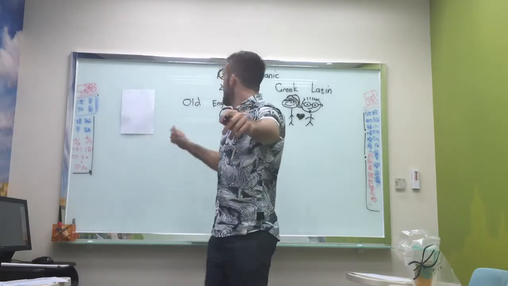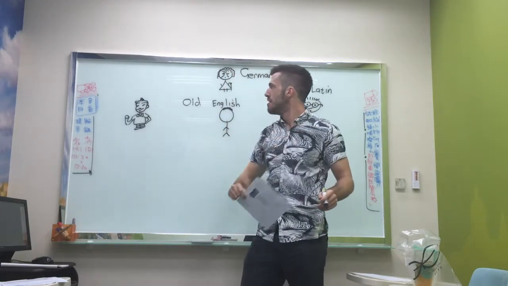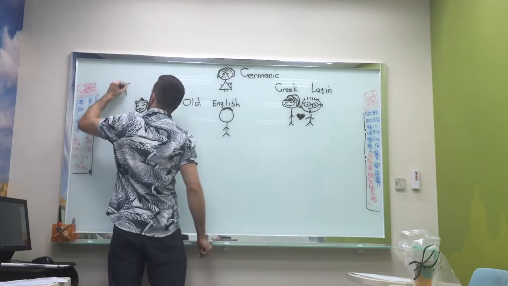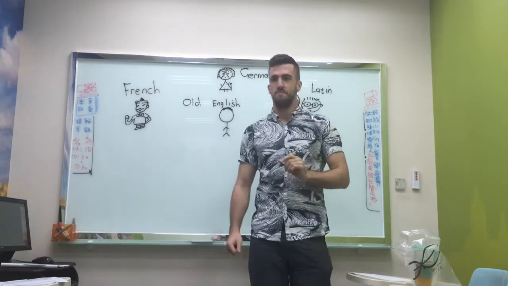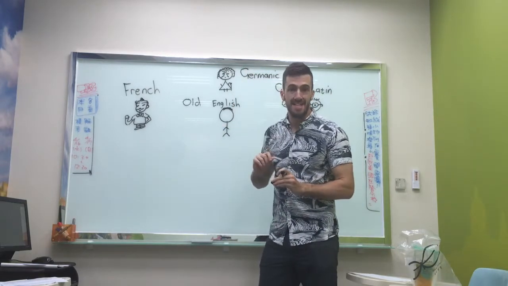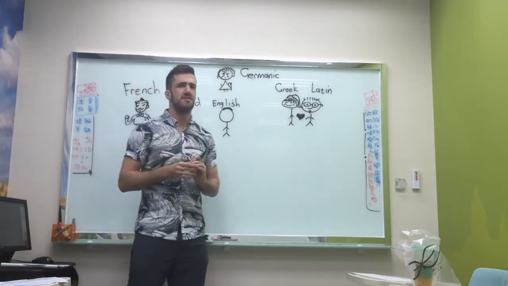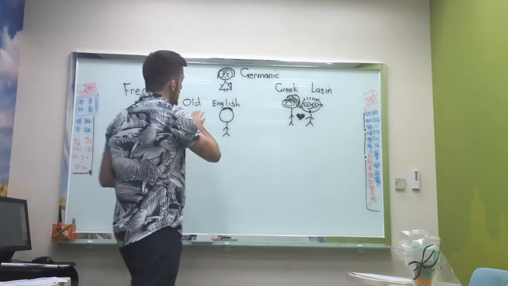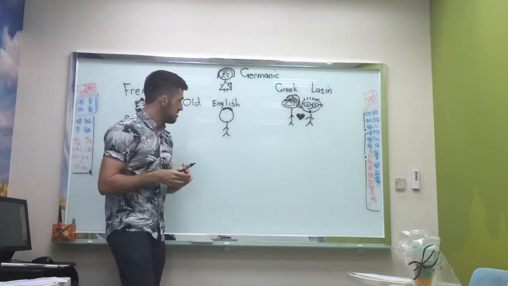The other person that English met was this elegant chap. He is called French. So Old English met these two people. A very elegant man called French, and an older couple who were very intelligent called Greek and Latin. So, when Old English met these two, he decided to change.